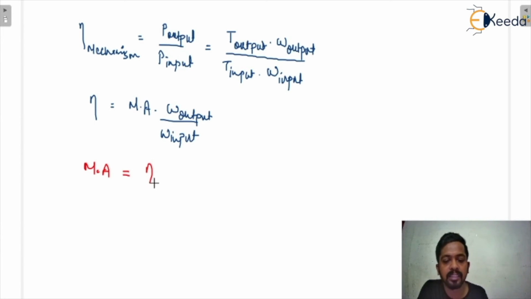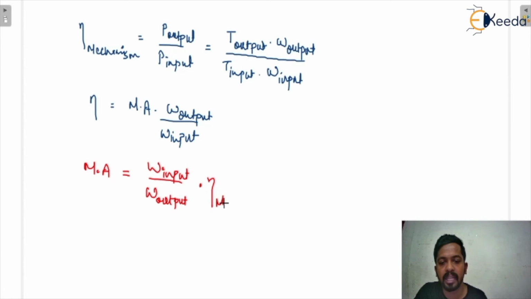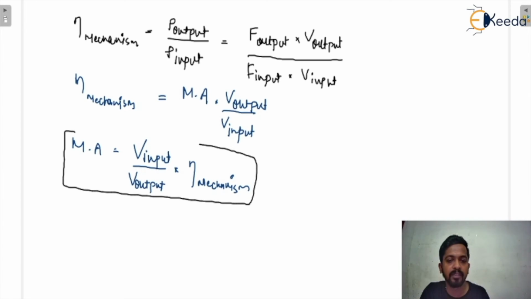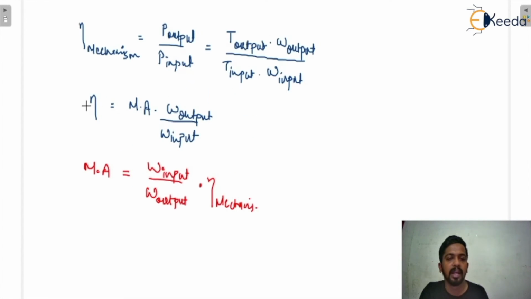So you can write here the efficiency of the mechanism, or rather omega at input upon omega at output, multiplied by the efficiency of the mechanism. Okay, so basically we have got two relations of the mechanical advantage in terms of efficiency. This is the first and this is the second relation.